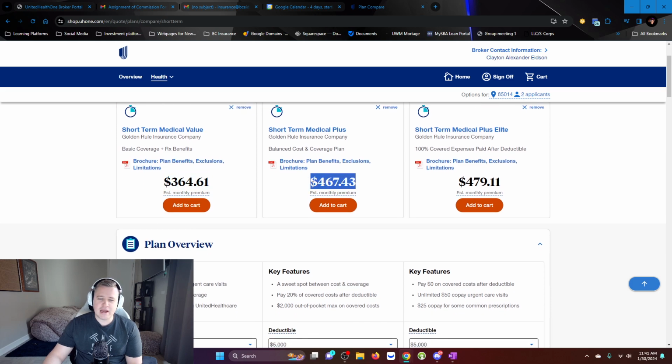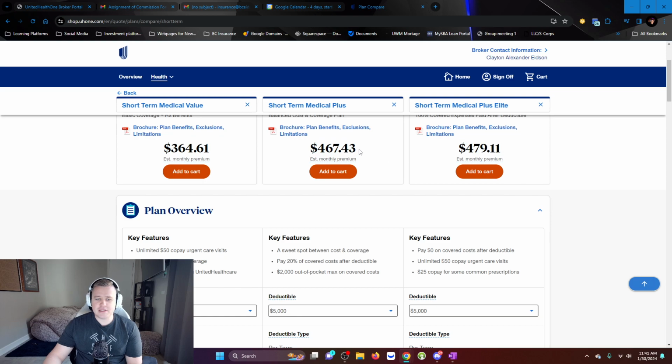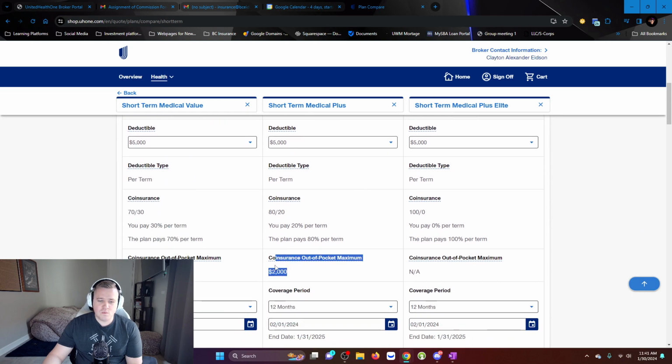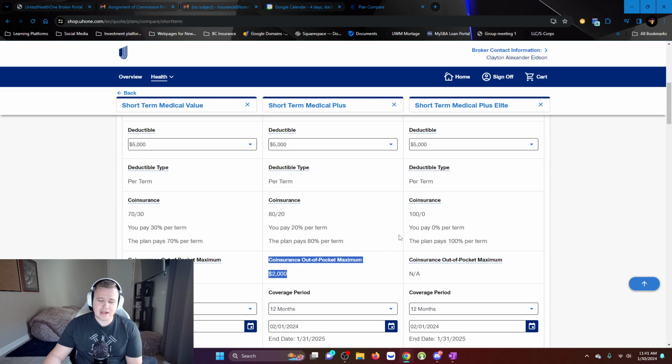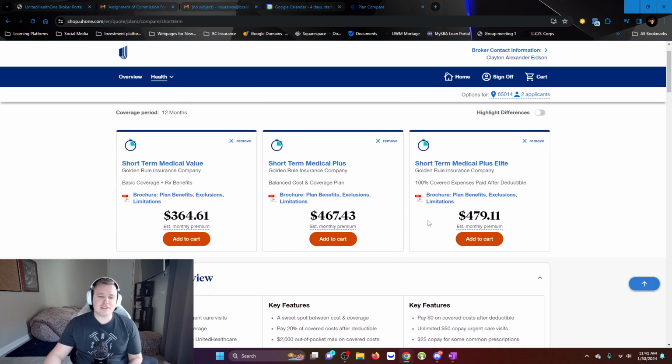And then the middle one, I put it up here for context, but usually the price discrepancy of, what is it, $12. $12 a month is not worth having an extra $2,000 in max out of pocket. So that's how I explain it to people. This is how I typically present it.